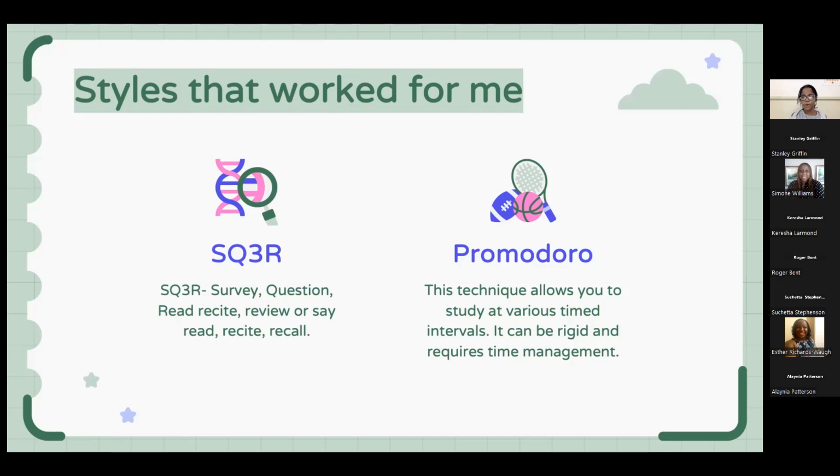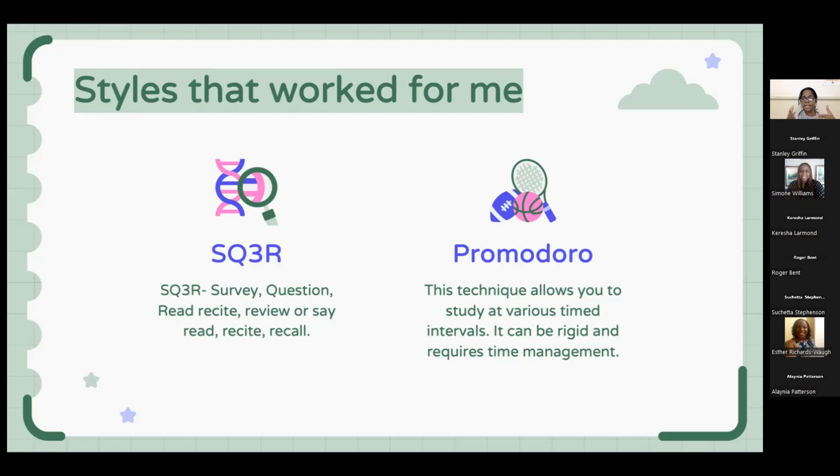Another method that I know works for me is Pomodoro. This technique, as it's here on my screen, allows you to study at various timed intervals. So I'm going to paint a picture for you. You study, and it's based on your level of comfort and your attention span. So you know yourself best as a student. You know whether or not you can stand those 3-hour sessions, or if you can only take information in small bits.